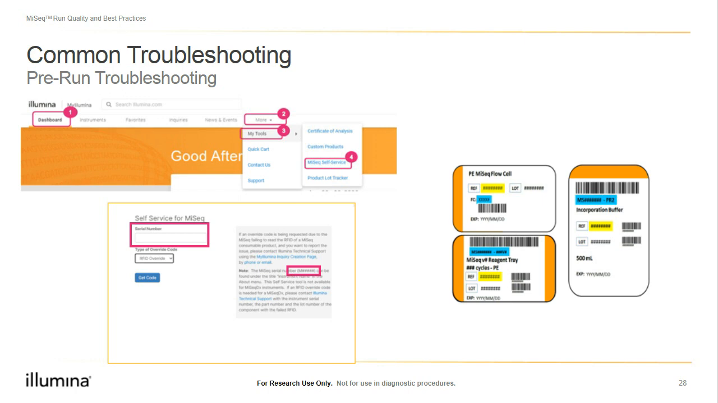Once this option is selected, we can enter the serial number of the instrument and specify what type of bypass code we're looking for. We can then enter this bypass into MiSeq control software, after which we will be able to manually enter the reagent ref number, which is the part number, the serial number, and the lot number. The bulletin contains this graphic on the right to outline which number corresponds to which.